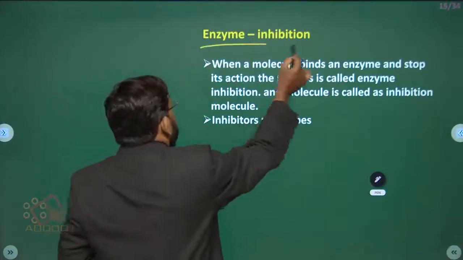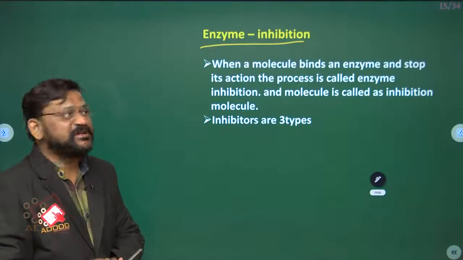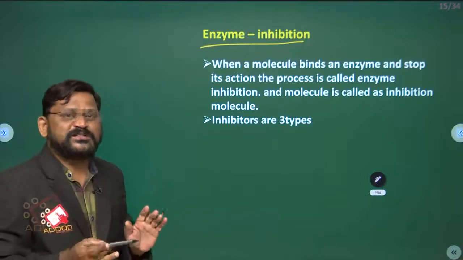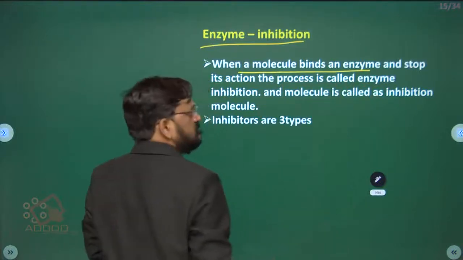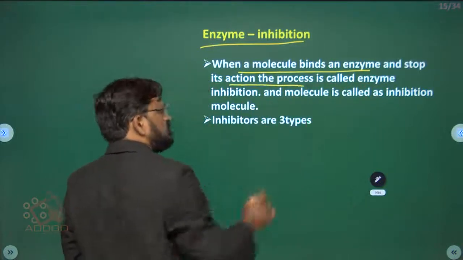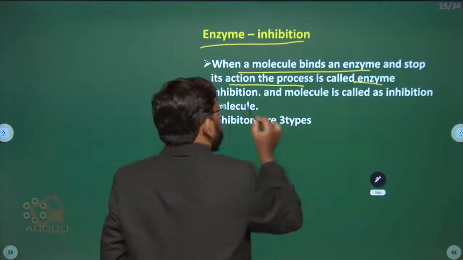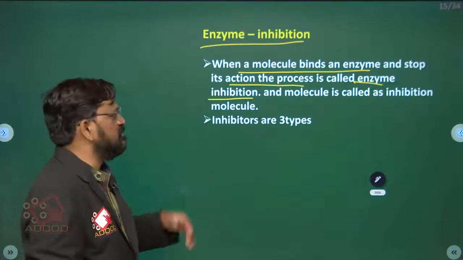Next, there are some substances which can stop the enzyme activity. They are said to be enzyme inhibitors. So the substances which stop the enzyme activity are said to be enzyme inhibitors. When a molecule binds with an enzyme and stops the enzyme action, it is said to be enzyme inhibition, and the molecule is called an inhibitor or inhibition molecule.